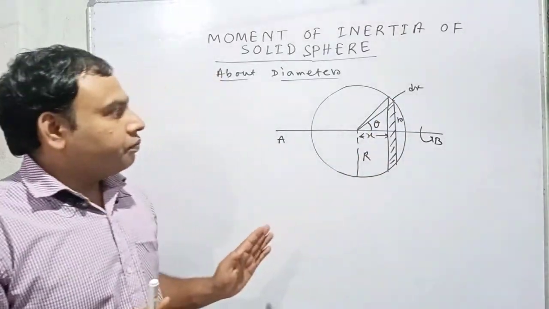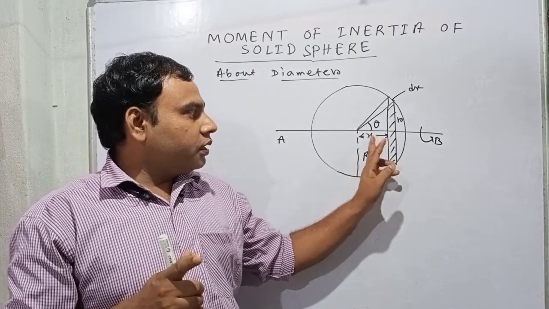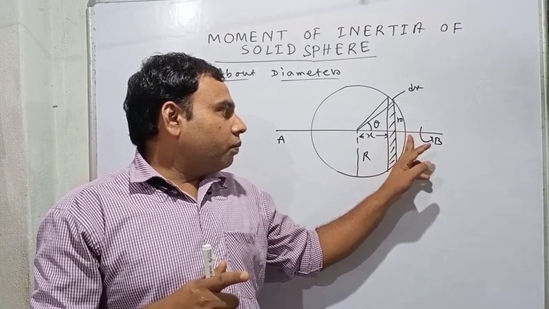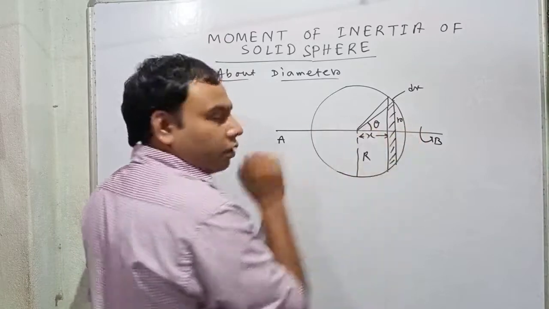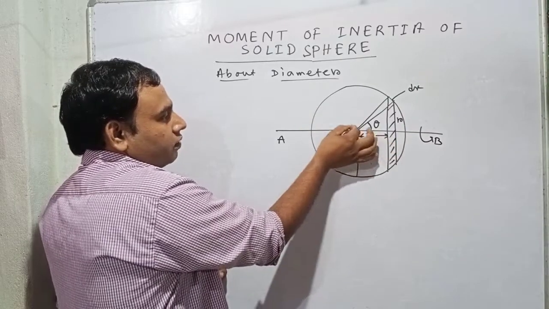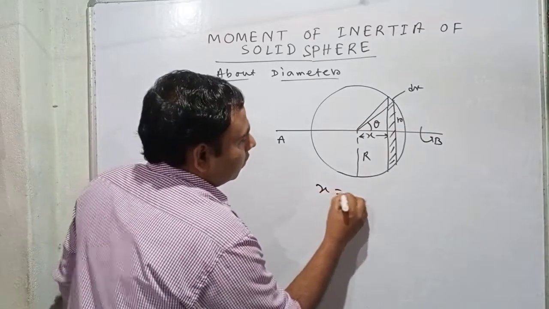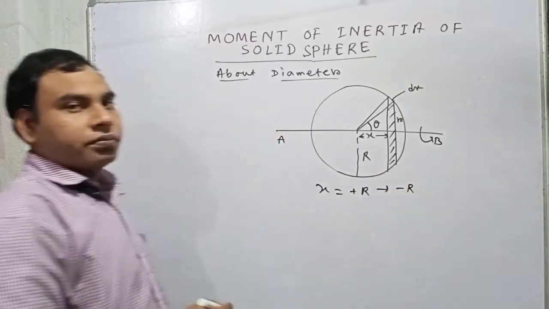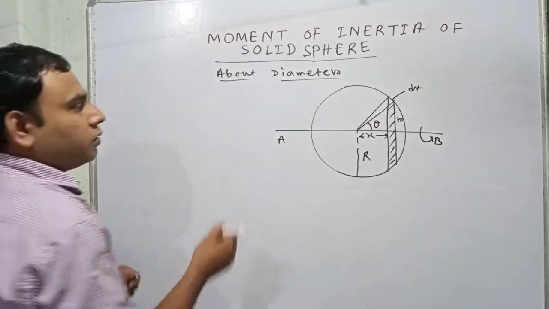Let's integrate over the limit of theta or x. The limit of x is from 0 to plus capital R, or minus capital R. For the elementary disc in this portion the value of x is capital R, and on the other side the value is capital R but the direction is opposite, so the limit of x is from minus capital R to plus capital R. Clear?